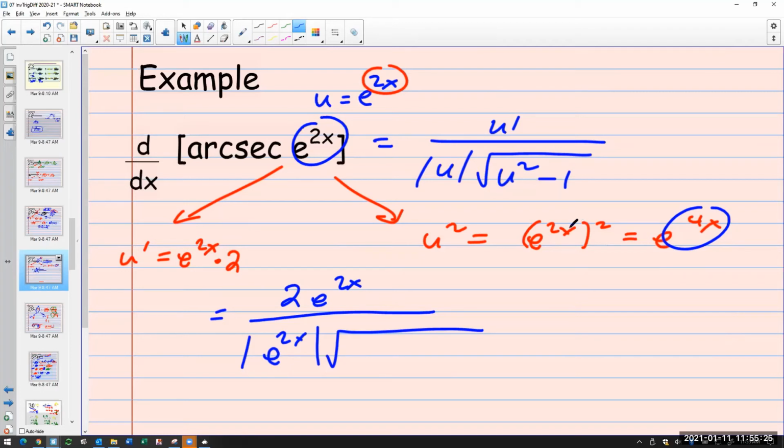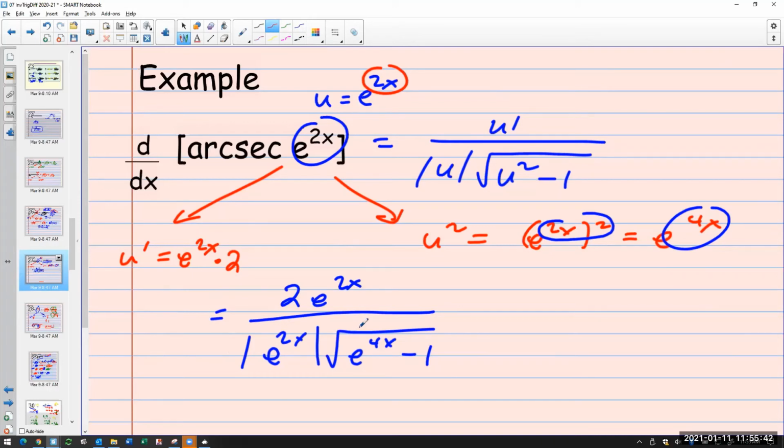It's just e to the 4x because it's 2 times 2x. It's not 2x raised to the 2. You just multiply these together, right? Okay, so that's e to the 4x minus 1. Okay, and that is my answer.